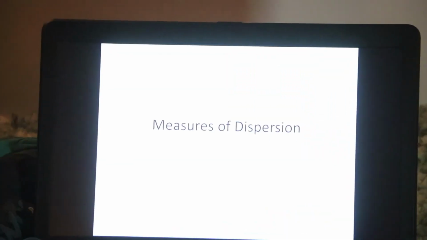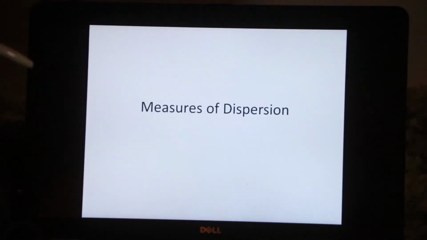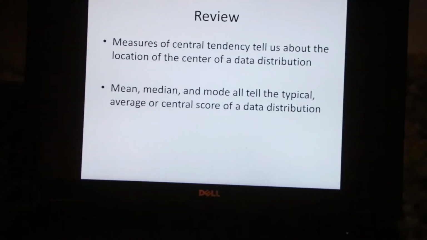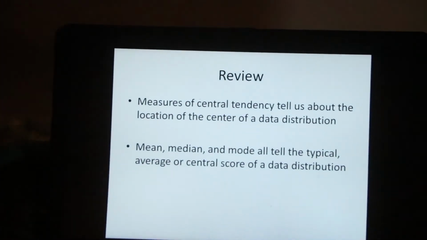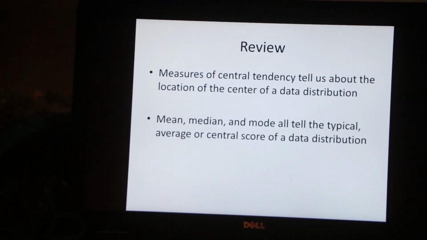Yes? Okay. All right. So you all have class objectives for this from 118, the day we missed for snow. We're caught up with this. We learned about measures of central tendency, and we know that they tell us the location at the center of a data distribution. The mean, median, the mode all tell us the typical average or central score of a data distribution.